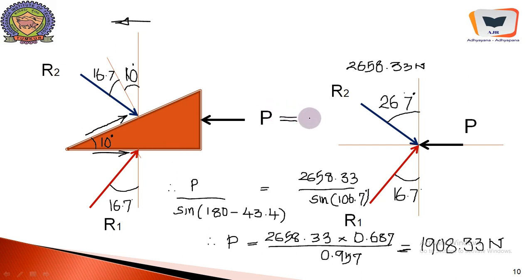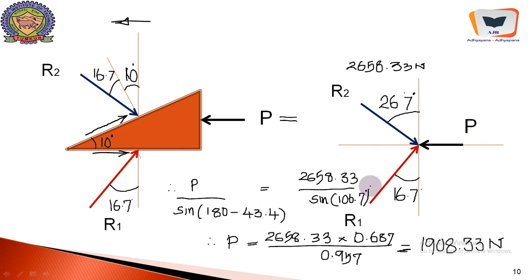Now this can be simply transformed into a three-force system. This is the reaction that we just calculated, and this is P, the force that is needed in order to push this wedge in order to hold the top block in equilibrium, and this is the bottom reaction. We need P, and this is the known force R2. Therefore we will make use of this known force in order to solve for P.